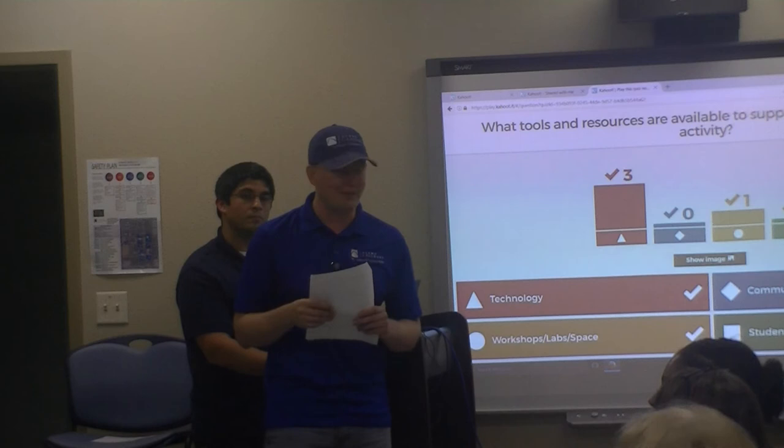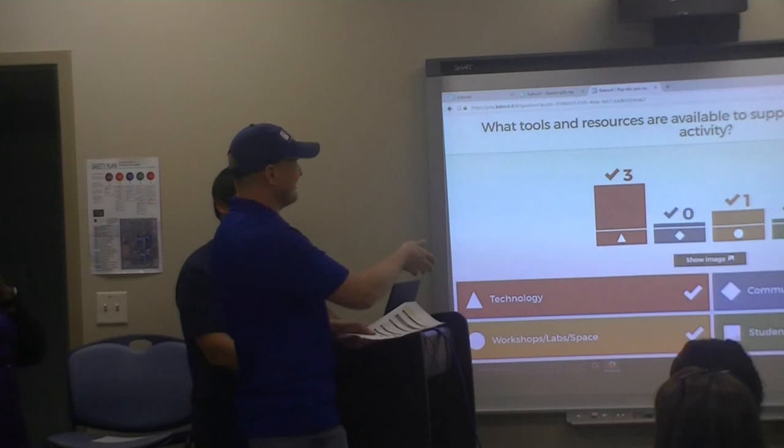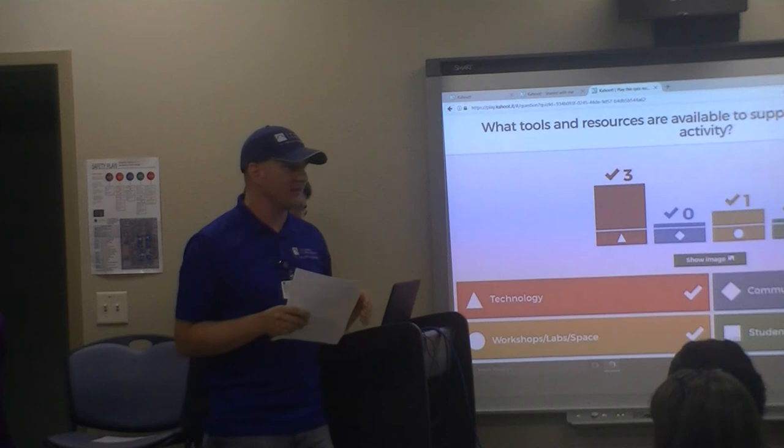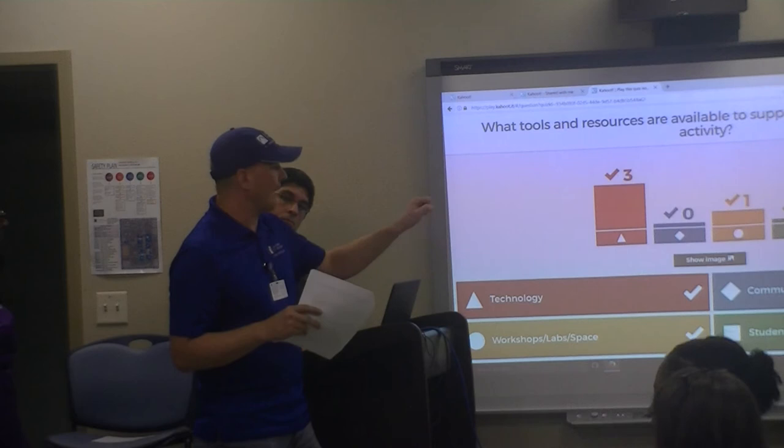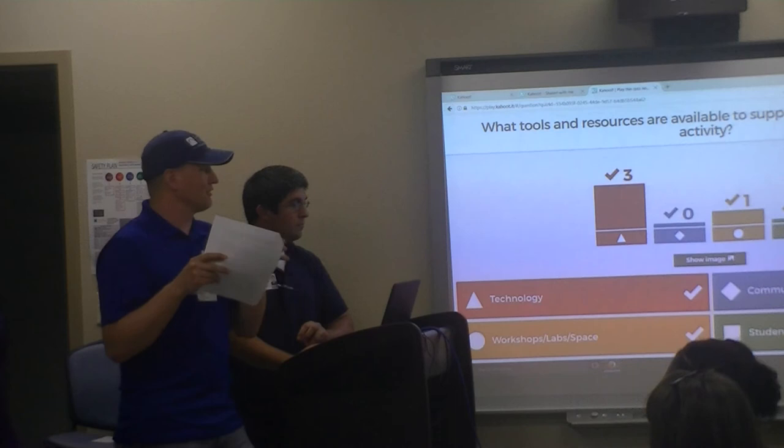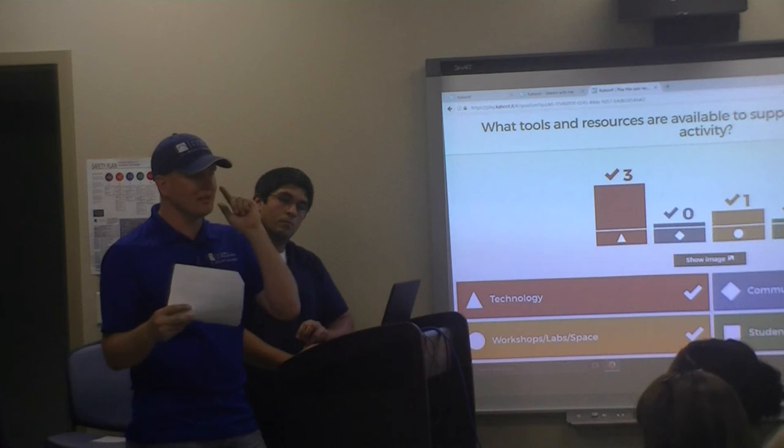So you have to take into account your lab space, your technology, and community partnerships. Those are all things that we can utilize for active learning, whether we do a lab, community work, or technology. But you also have to make sure that you're going to be able to incorporate this into your class. So it's something you do need to consider, because you have to make sure you have the space and everything like that.